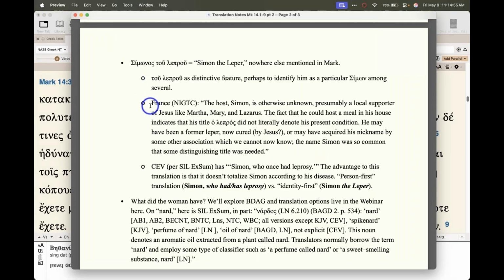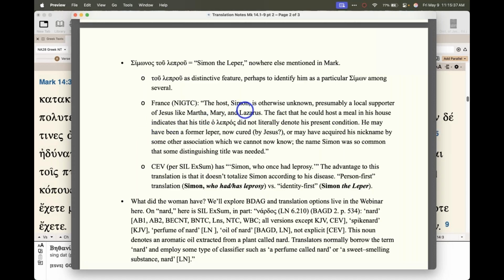France says in his New International Greek Testament commentary, "The host Simon is otherwise unknown, presumably a local supporter of Jesus like Martha, Mary, and Lazarus." And in fact, we're in Bethany here too. "The fact that he could host a meal in his house indicates that his title, ho lepros, did not literally denote his present condition, because he would have been considered not clean to eat a meal with. He may have been a former leper, now cured by Jesus, or may have acquired his nickname by some other association, which we cannot now know. The name Simon was so common that some distinguishing title was needed."